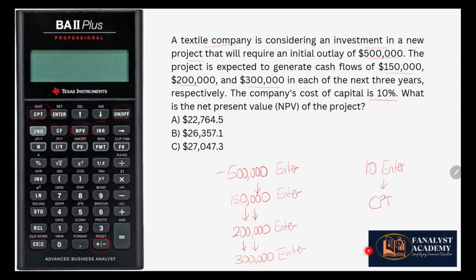Once we press compute, the calculator will compute our NPV. And the NPV for this particular question is C. So 27047.3.